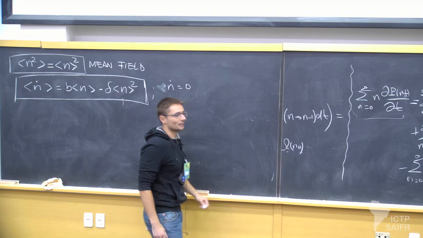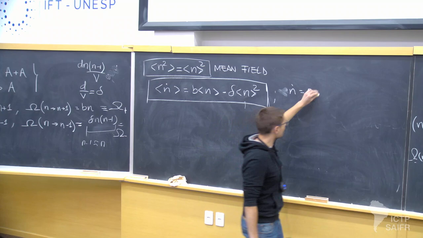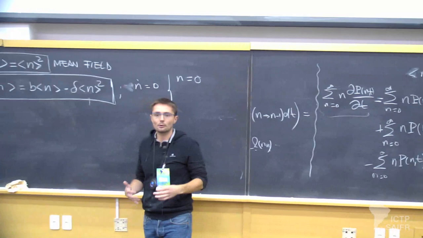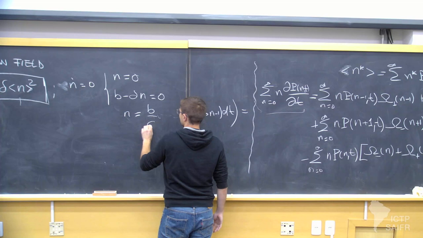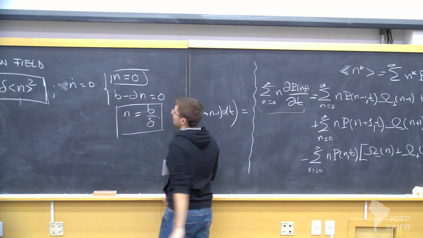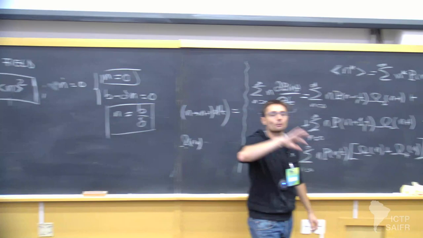This is easy to do. One is n equal to 0, which means that we don't have any cells. Everyone has died out. And the other one is b minus dn equal to 0, and then n is equal to b over d. So we have one trivial fixed point, and we have a non-trivial fixed point that is telling us that the population will reach some finite value.